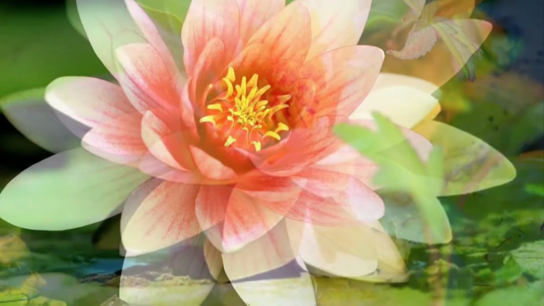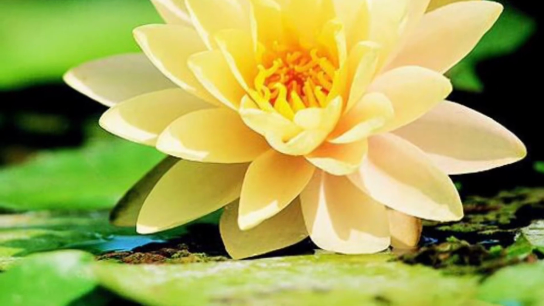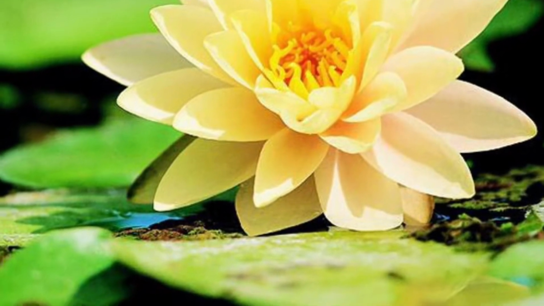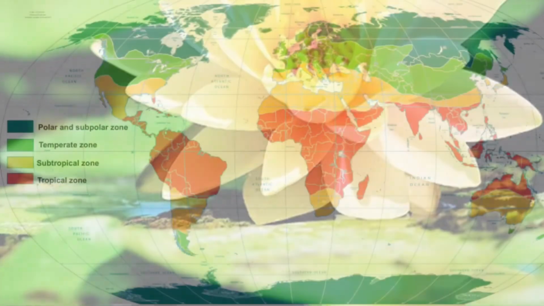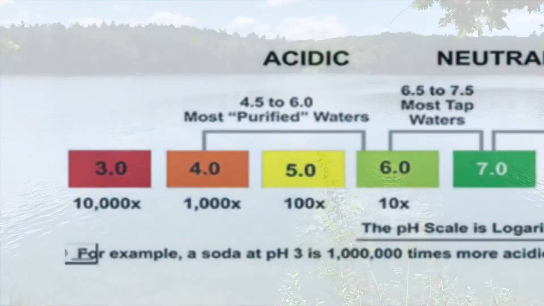So, water lilies are of the Nymphaeaceae family. They are perennial, mostly herbaceous angiosperms, which means they're flowering plants. Water lilies are found in temperate and tropical parts of the world in freshwater habitats. They prefer relatively still or very slow moving water that is slightly acidic.